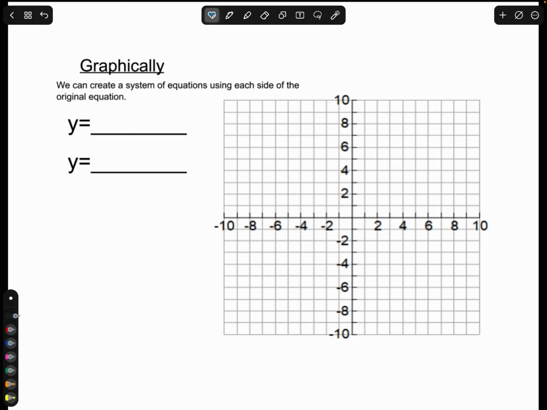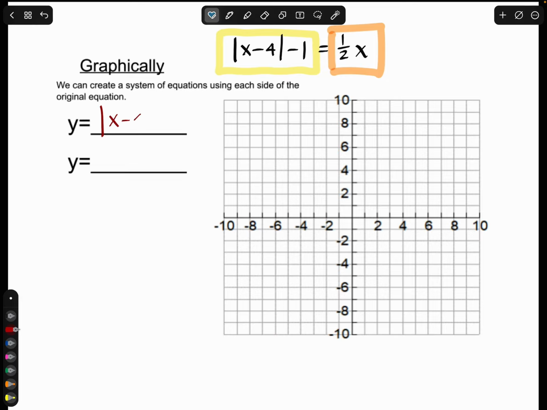So we're going to graph the absolute value of x minus 4 minus 1 equals 1/2 x. Just as we've done the previous problems, we're going to break it into two functions. Hopefully you're getting good at this part now and you're getting comfortable with what you need to do. Absolute value of x minus 4 minus 1, and this one would be 1/2 x.